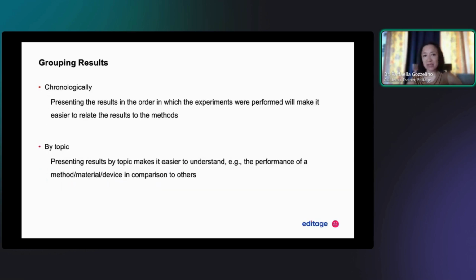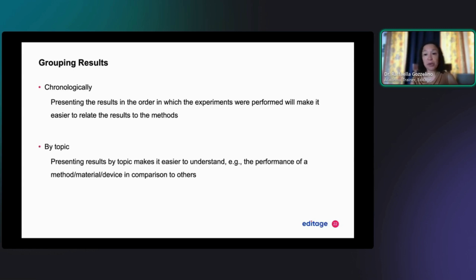So group the results chronologically. Presenting the results in the order in which the experiments were performed will make it easier to relate the results to the methods. But sometimes you might start in a way and then you add more experiments to confirm your hypothesis, and therefore you cannot tell the story, let's say, in a chronological manner. Then you can do it by topic. So you present the results by topic, which makes it easier for the reader to understand.